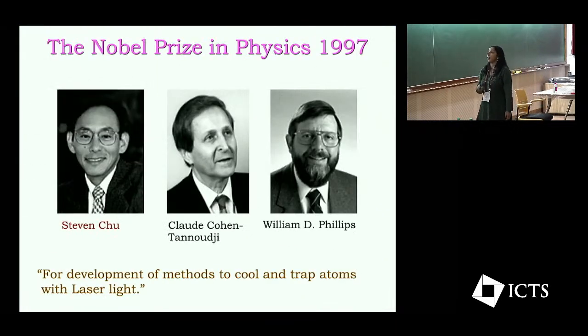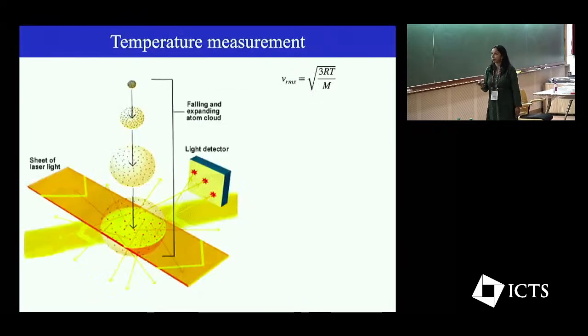So for discovering the techniques for laser cooling and trapping, Steven Chu, Claude Cohen-Tannoudji, and William Phillips were awarded the Nobel Prize in 1997 for development of methods to cool and trap atoms with laser light.